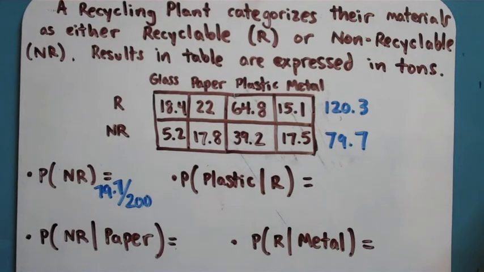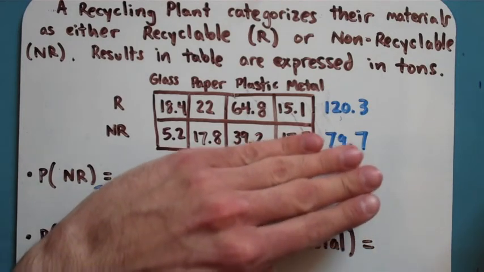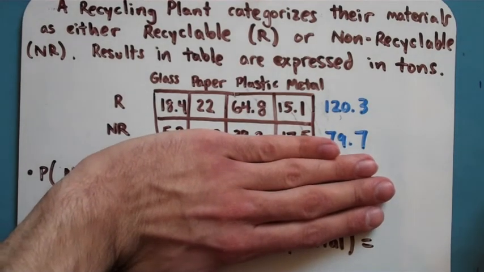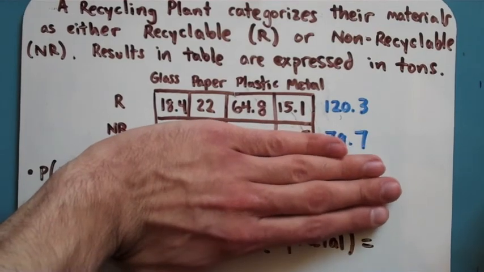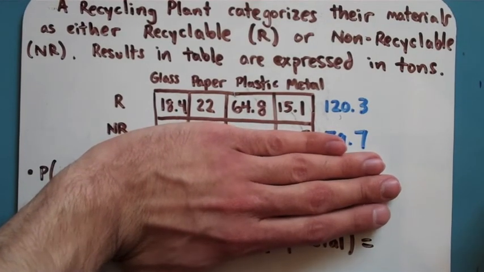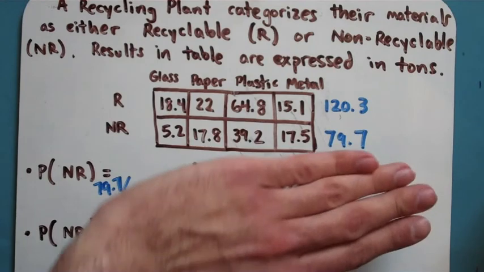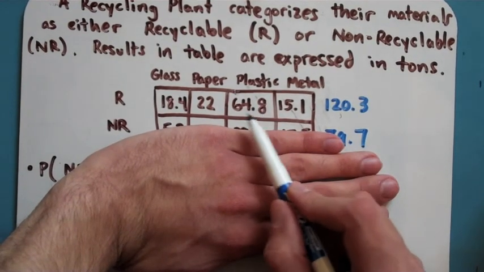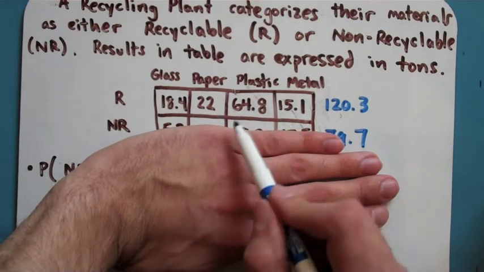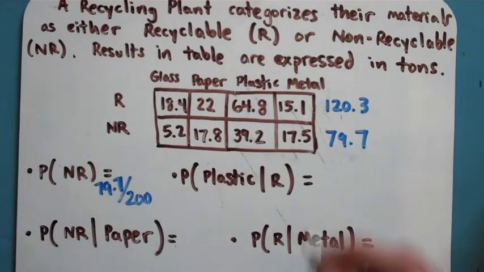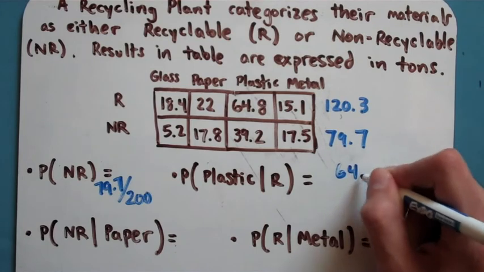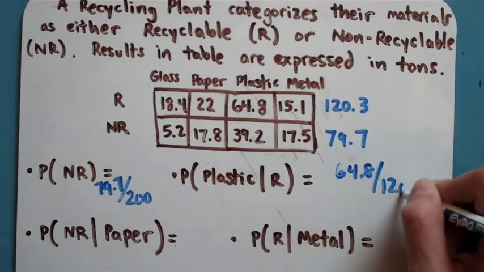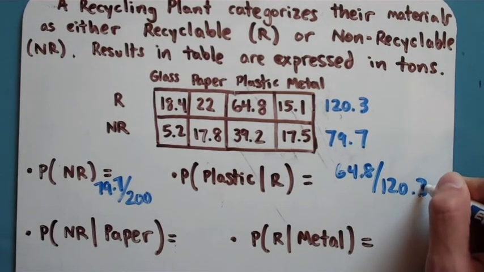For my next one here, I want to find the probability that it's plastic given it's recycled. So I know for sure it's recycled. That means this whole bottom row right here, the non-recycled stuff, doesn't matter to me. I'm only looking at the top. Well, I want the probability, what did I say? Plastic? The plastic is going to be this guy right here, because I know it's recycled. So it's 64.8 out of that whole row, 120.3. So it's 64.8 out of 120.3, and of course you can divide that out to get your final answer.